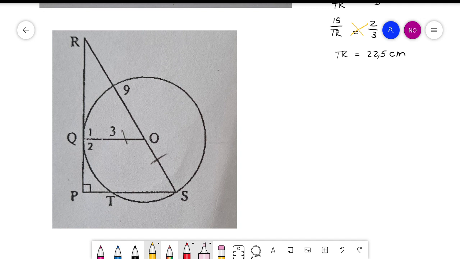Do I? Okay. And then they tell you that angle is 90 degrees below. This one is 90 degrees. That's already been indicated there.